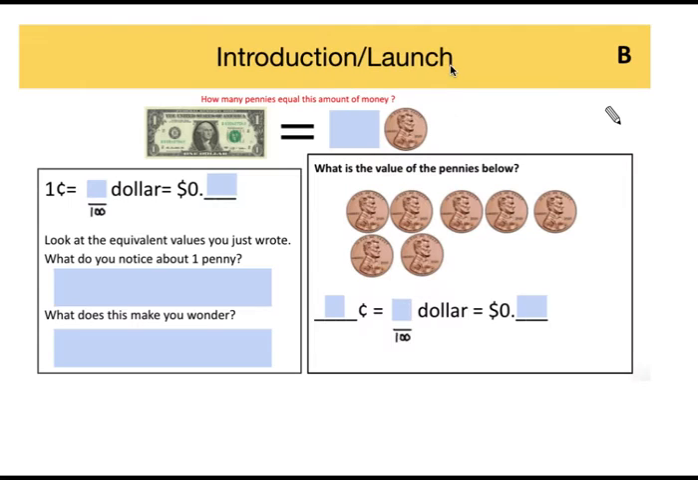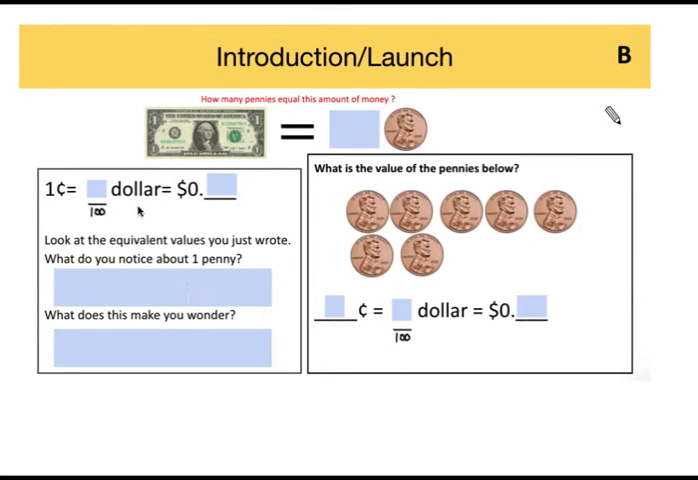Now that we know a little bit more about these coins, let's go ahead and take a look at a few problems. So here on slide B, it wants us to answer how many pennies equal this amount of money. So we have a dollar, and we have to figure out how many pennies are equal to a dollar. Before we answer that question, I'd like you to complete these questions here in the 2 boxes. When you're ready, you can go ahead and unpause.